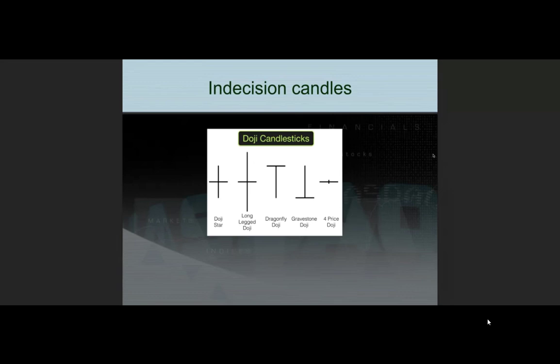Now, usually I only see 4 price dojis in aftermarket when we have extremely low liquidity and volume, and there's just not enough to make the price really do too much.